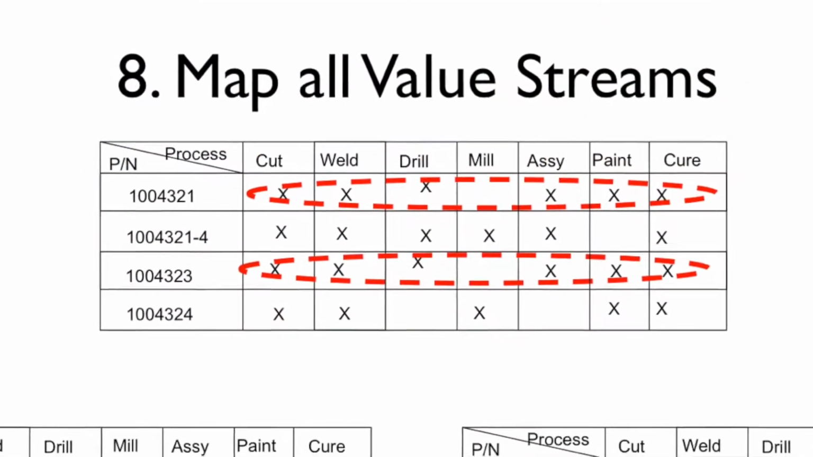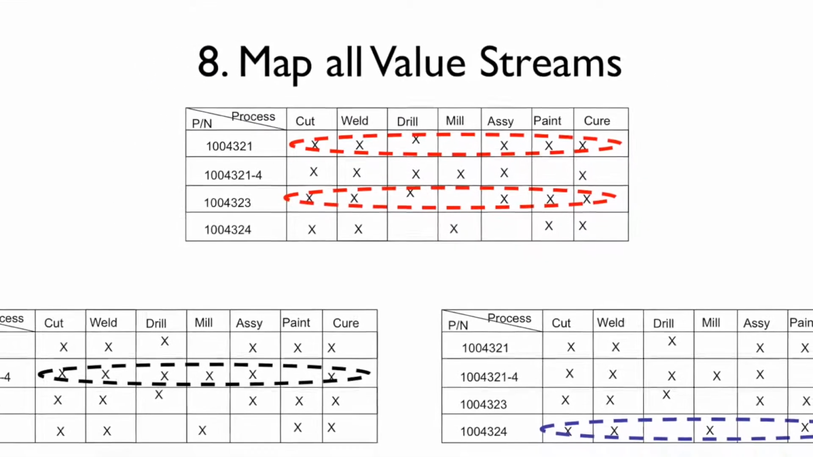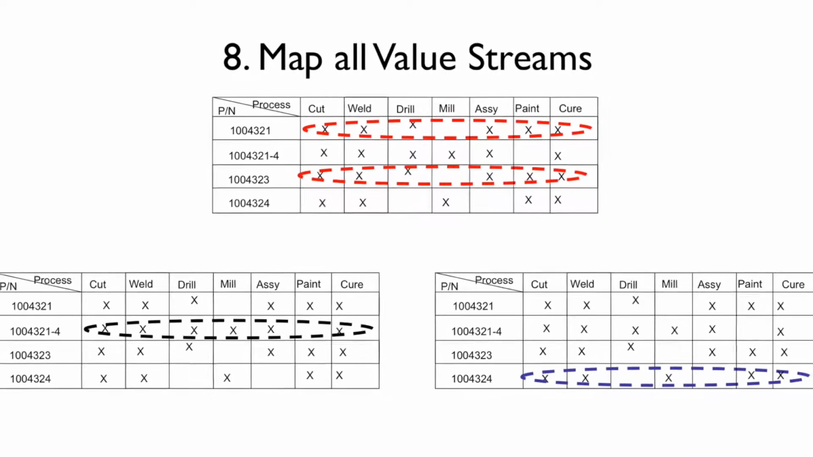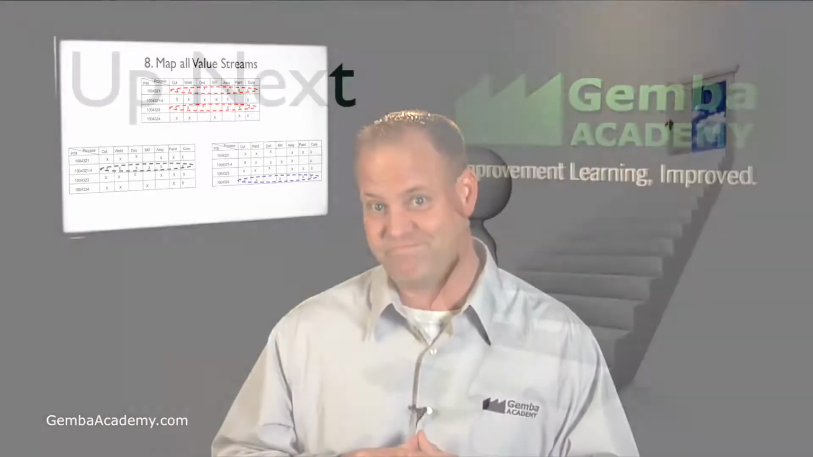Now, the eighth and final step of the process is to map all the value streams. In other words, we'll repeat the previous 7 steps for all the other product families. Now, depending on the complexity of your business, this could take months, even years. And while it will be a lot of hard work, the rewards and benefits your organization will reap are immense.